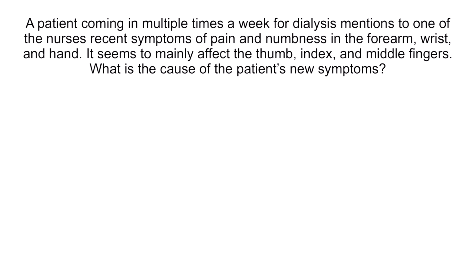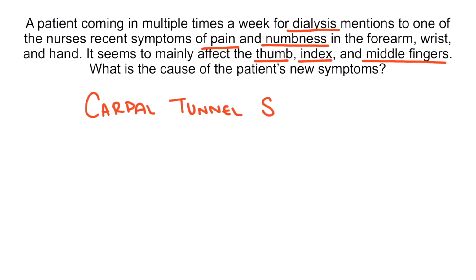All right, this patient is receiving regular dialysis treatments, so we can safely assume they're in renal failure. Additionally, they have a new symptom of pain and numbness in the distal upper extremity that seems to mainly affect the thumb, index, and middle finger. This presentation should make you think of carpal tunnel syndrome, which is caused by compression of the median nerve and leads to symptoms in the areas innervated by the median nerve, as seen in this patient.